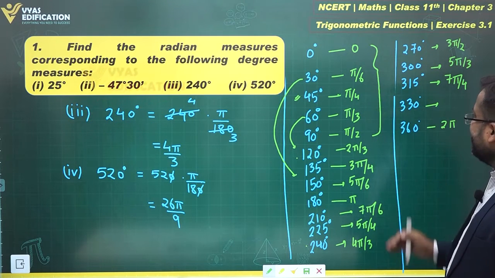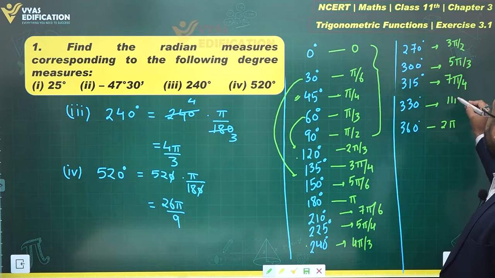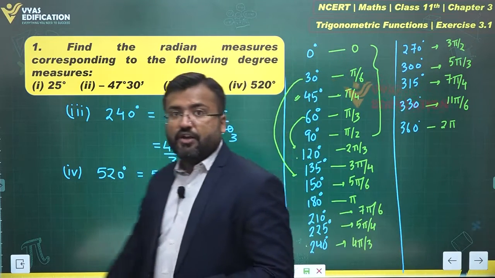What about 330 degree? This is 2 pi minus pi by 6. 2 pi minus pi by 6 is 11 pi by 6. This is what you have. Right? This is 11 pi by 6. I hope these are clear, right?